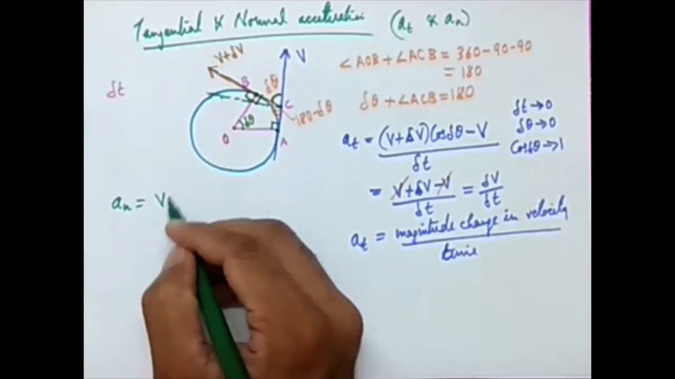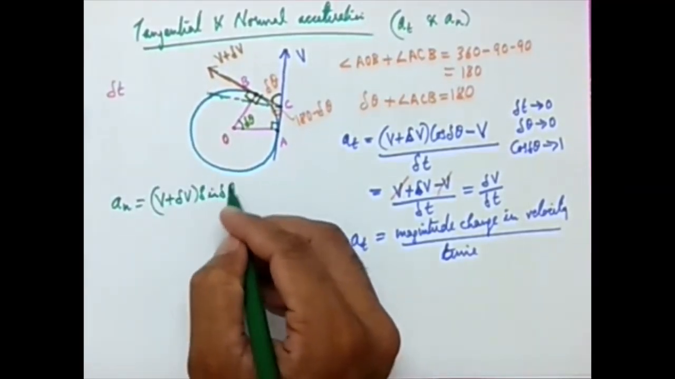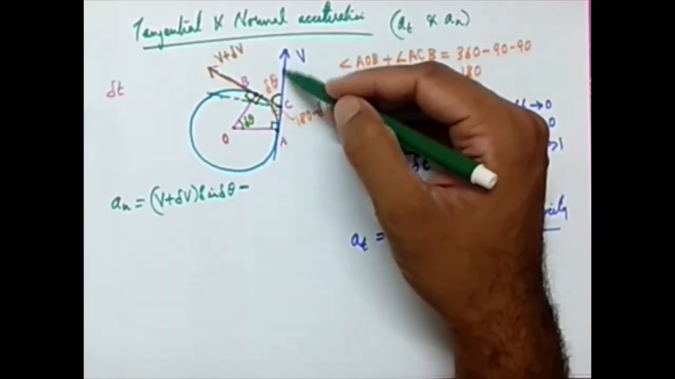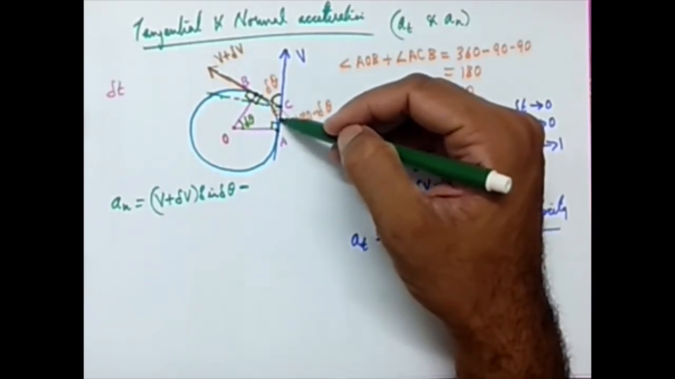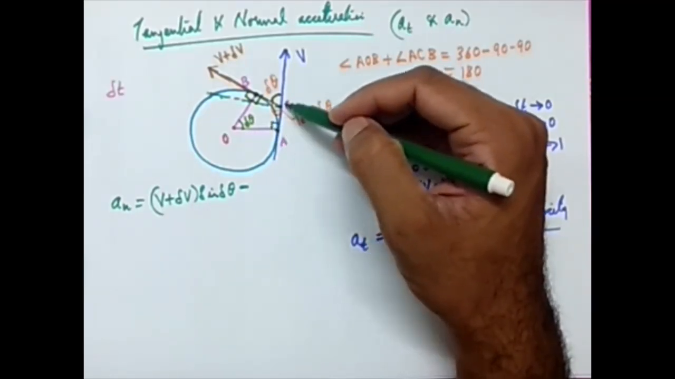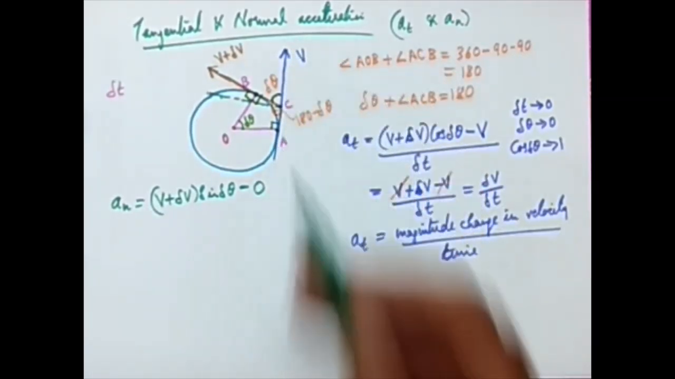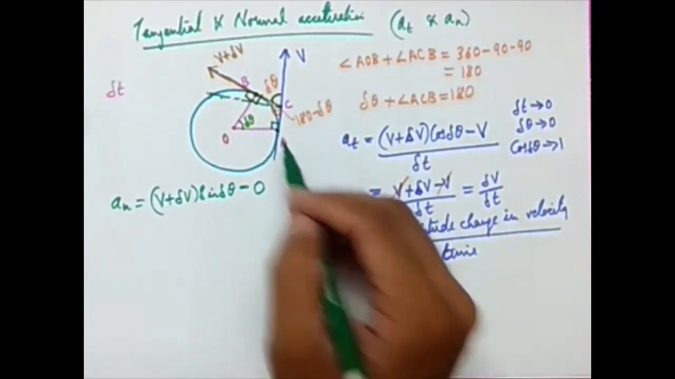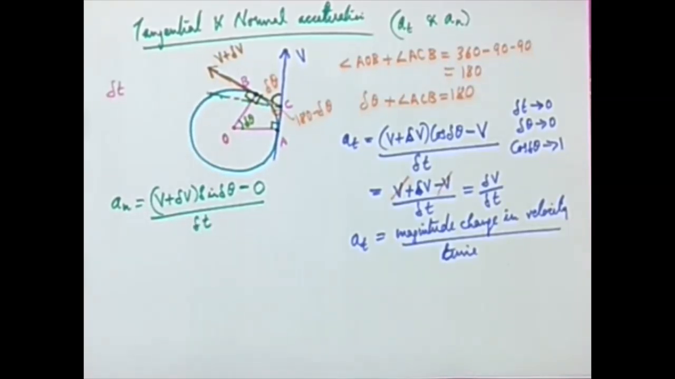So it's going to be v plus delta v sine delta theta minus, what about the normal component of v? Okay, that is the component in this direction. This angle is 90 degrees, v cos 90 is 0, hence there is no normal component for this particular v. Because this angle is 90, so cos 90 is 0, divided by delta t, the duration of time.